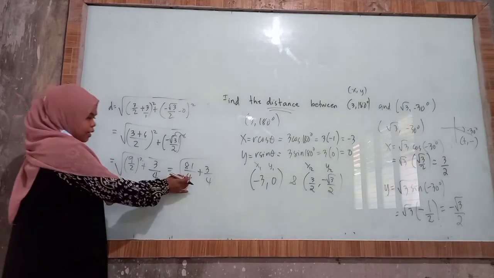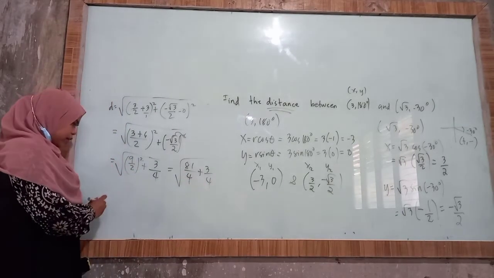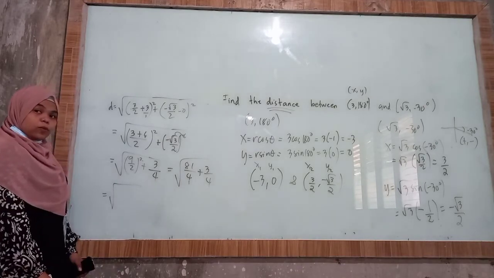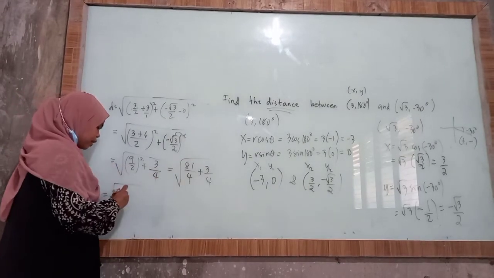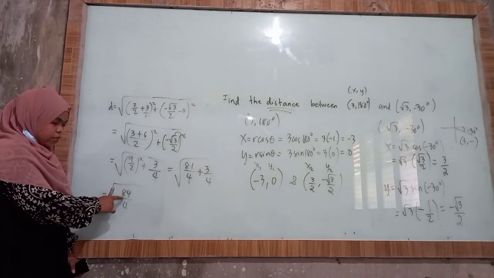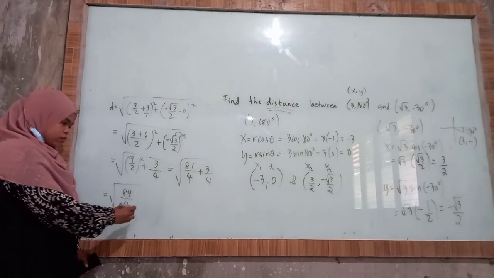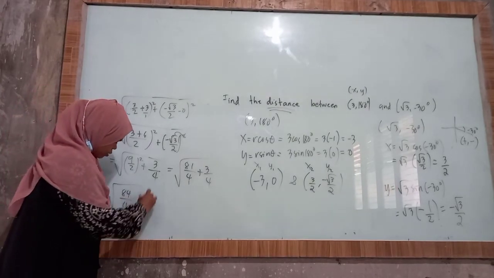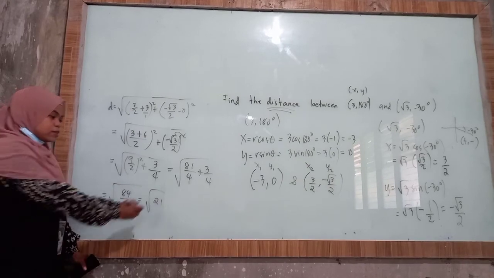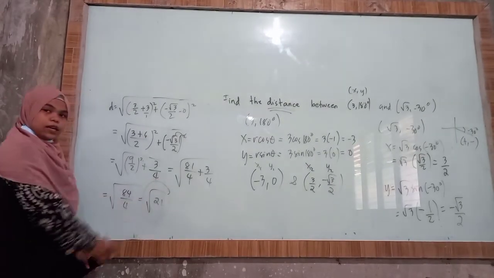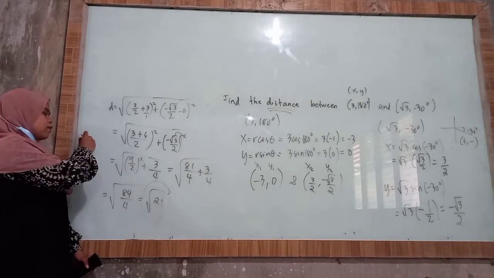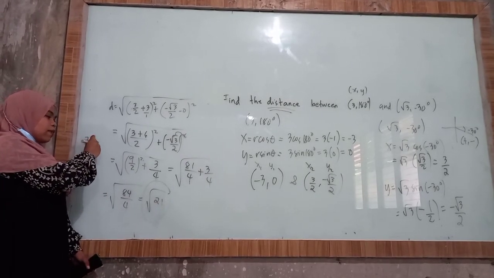So, since I have similar denominators, I can directly add the numerators. So, 81 plus 3 that is 84 over 4. So, obviously, this is divisible by 4. Which gives us 21. Square root of 21. So, this is the final answer. Hindi na yan ma-simplify because ang factor lang nito is 1 na 7 times 3.